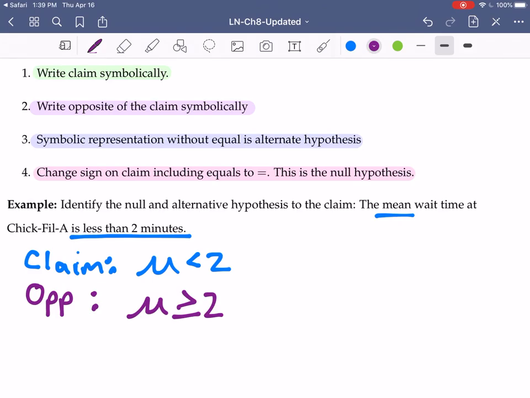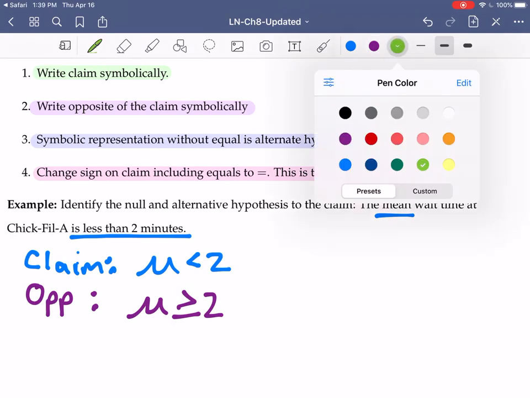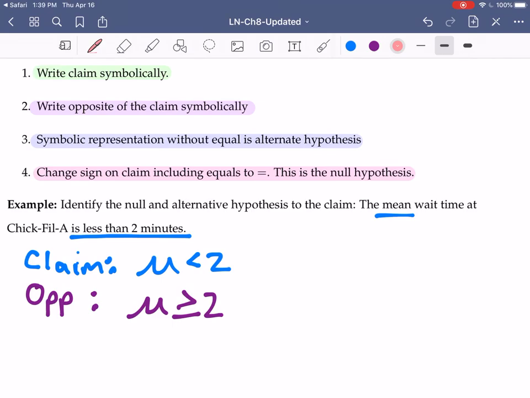Once we have those, we can use them to identify our null and alternative hypotheses. The alternative hypothesis is the one of the two, either the claim or the opposite of the claim, that does not include equals. The second one includes equals, so that is not our alternate hypothesis. This will be our alternate hypothesis. To identify an alternate hypothesis, we usually use an H with a subscript of an A. So our alternate hypothesis is that mu is less than 2. The mean is smaller than 2.